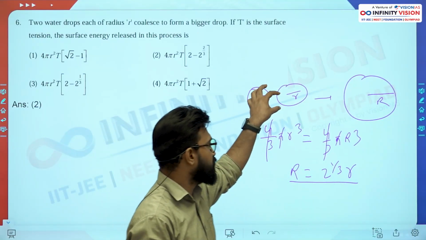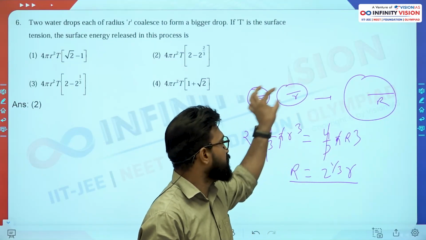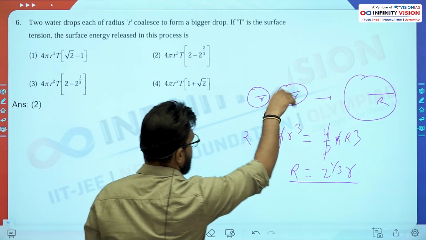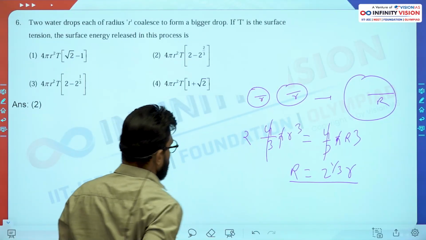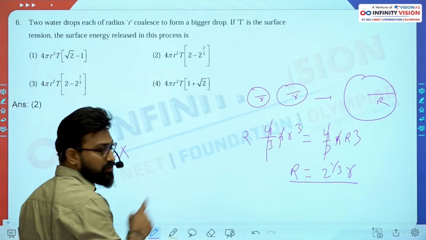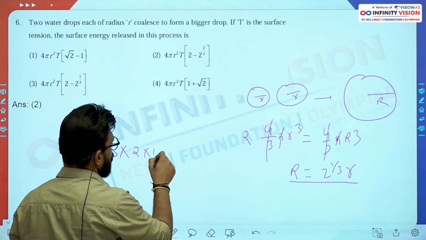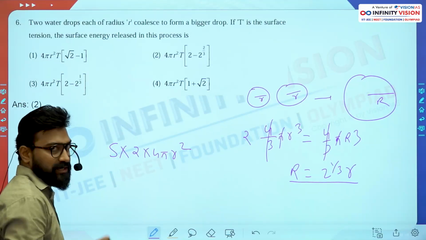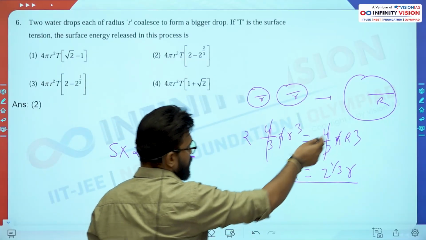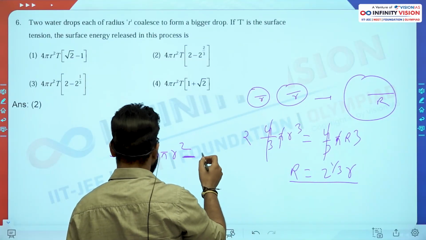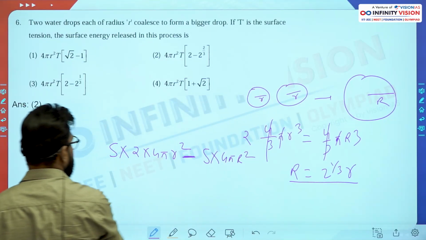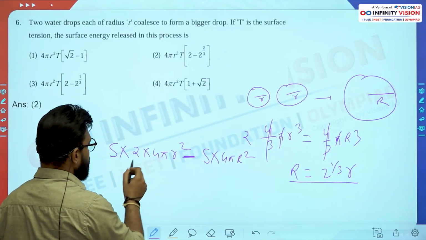The total energy of this minus the total energy of this, the surface energy of this minus this, would be the release of energy. So the total energy of these two water droplets would be equivalent to surface tension multiplied by the total surface area, which is twice of 4 pi r square. So this is the total energy, minus the surface energy of the bigger drop, which is surface tension multiplied by surface area, which is 4 pi R square. So this much energy will be released. So we're going to put in the values.